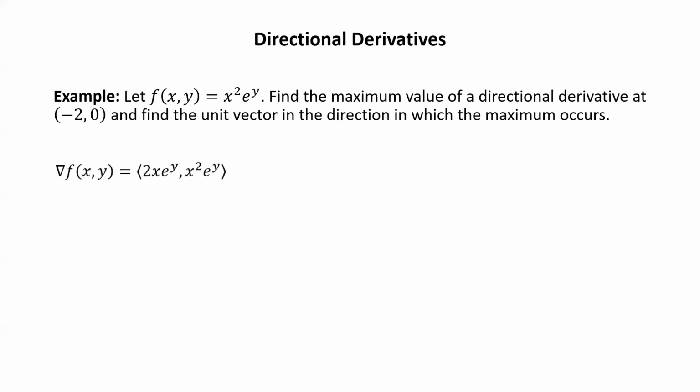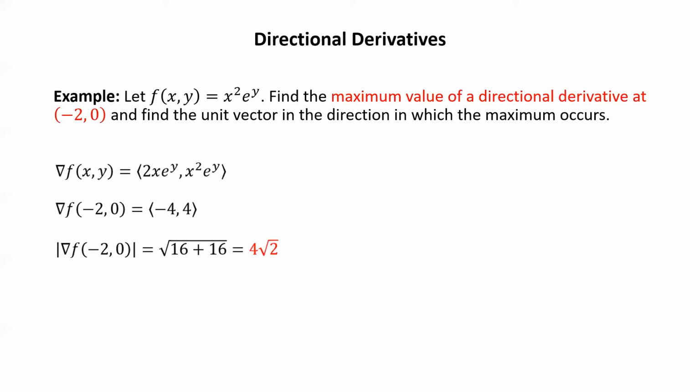Well, the gradient of this function has components 2x e to the y and x squared e to the y. Plugging in (-2, 0) into the gradient, we get 2 times -2 e to the 0, which is -4 times 1, or -4, and the square of -2 times e to the 0, which is 4 times 1, or 4. The length of the gradient of f at (-2, 0) is the square root of the square of -4 plus the square of 4, which is root 16 plus 16, or 4 root 2. This is the maximum value of a directional derivative at (-2, 0).